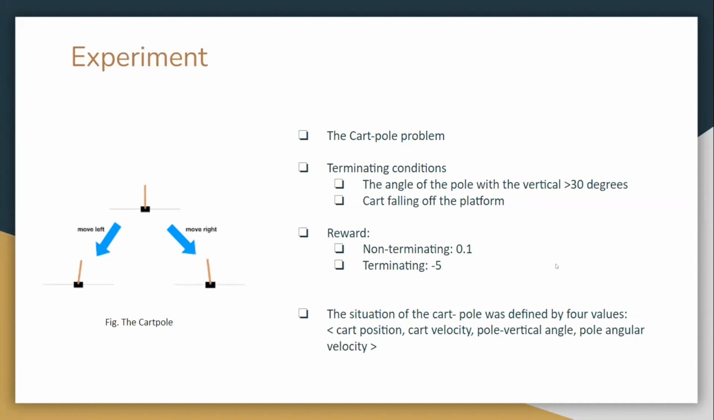The current situation in the game was extracted using four parameters: the cart position, that is, the coordinate of the cart; the cart velocity, the velocity with which the cart is moving left or right; the angle that the pole is making with the vertical; and the pole angular velocity.